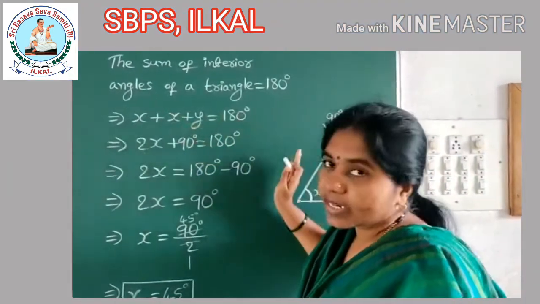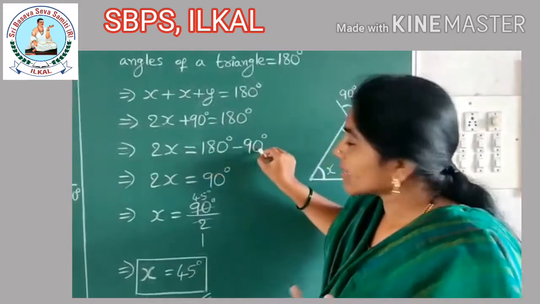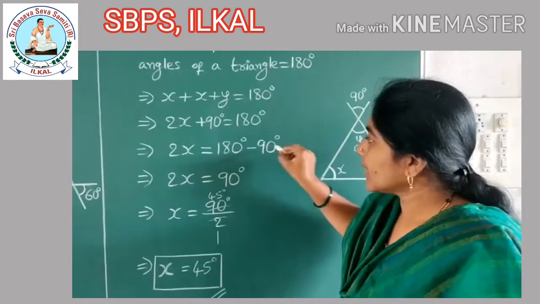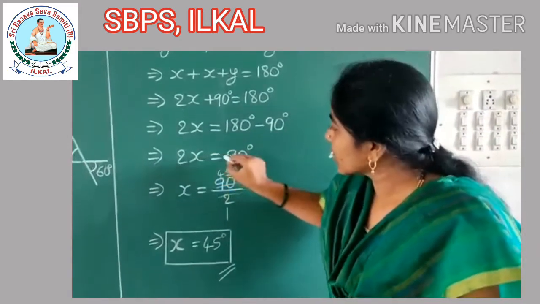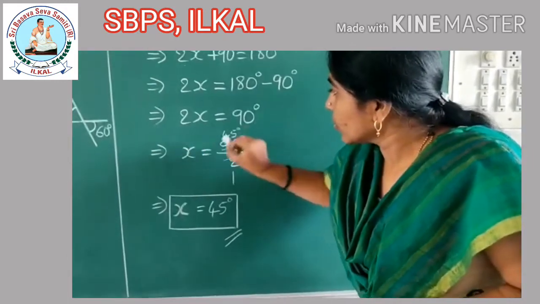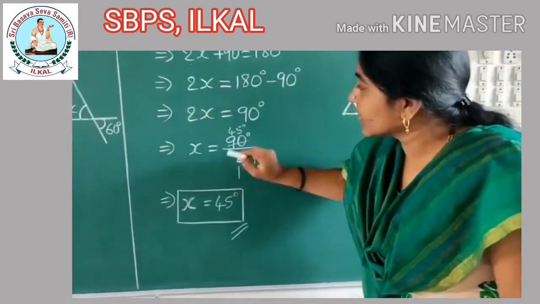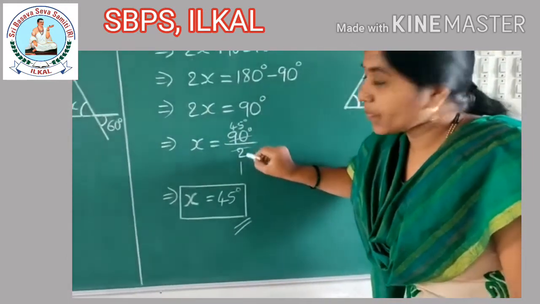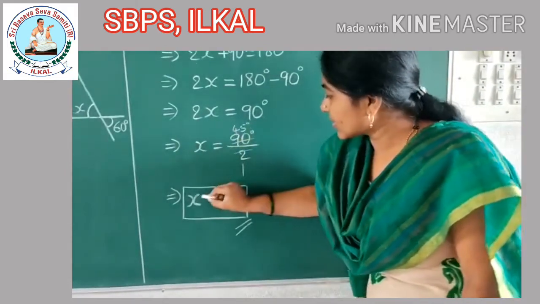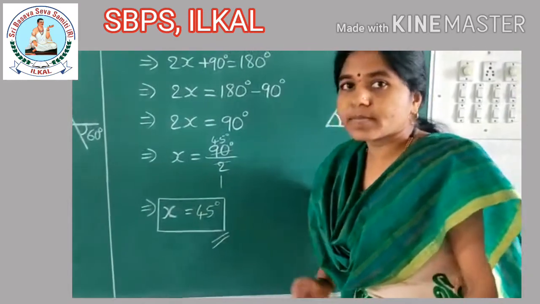Transpose 90 degree to the right hand side. 180 minus 90 degree it will become. Then 2x is equal to 180 degree minus 90 degree. 2x is equal to 90 degree you got. x is equal to, transpose 2 to the right hand side, children. 90 by 2 it will become. 2 ones are 2, 2 fours are 8, 2 fives are 10. Then x is equal to 45 degree you got.